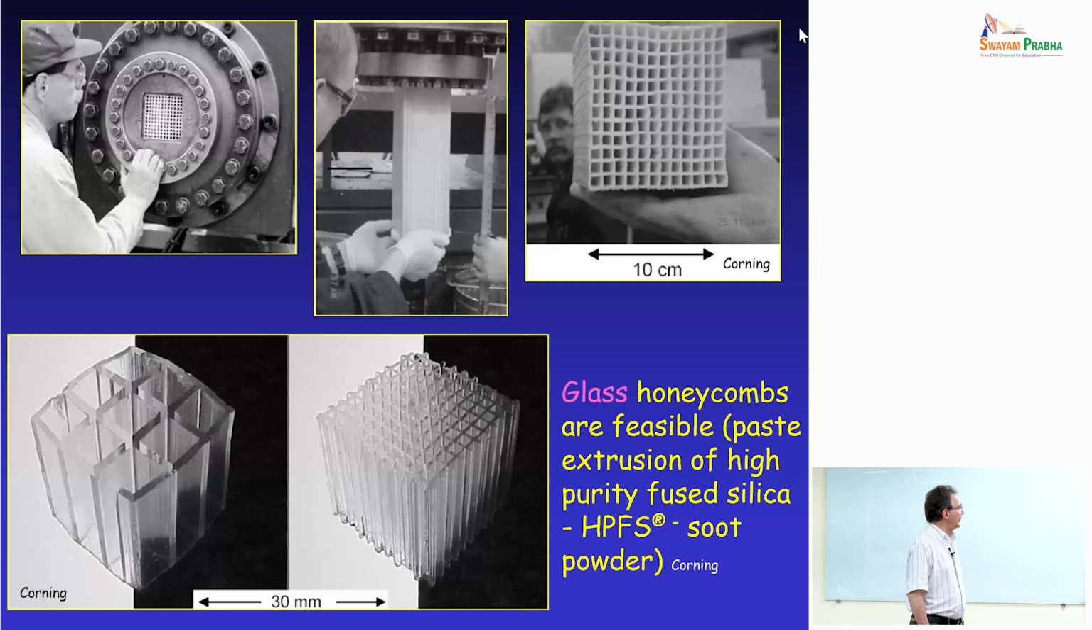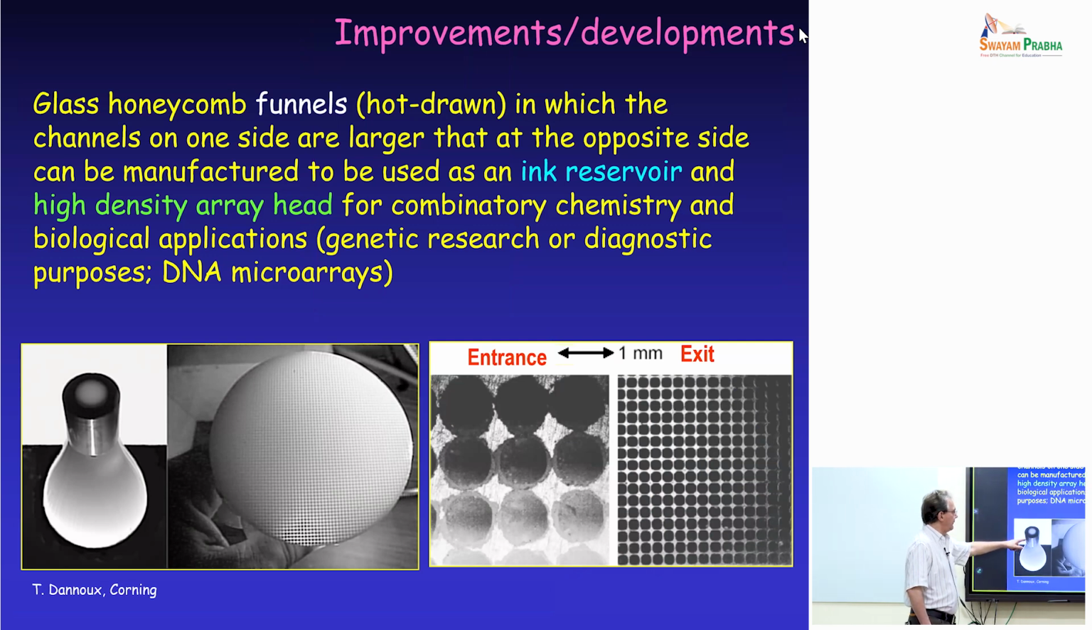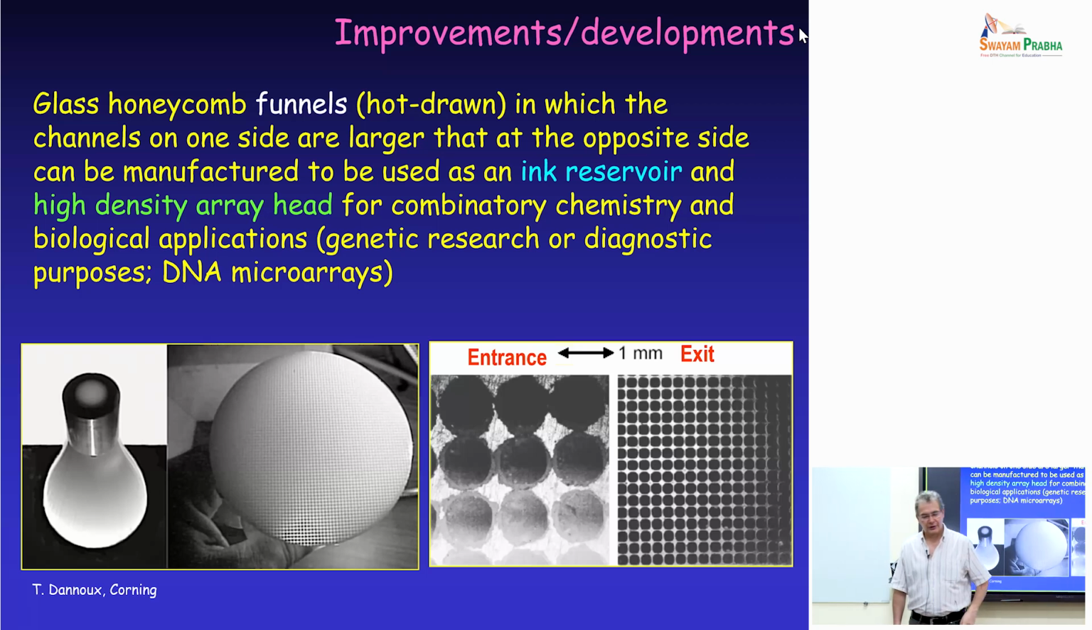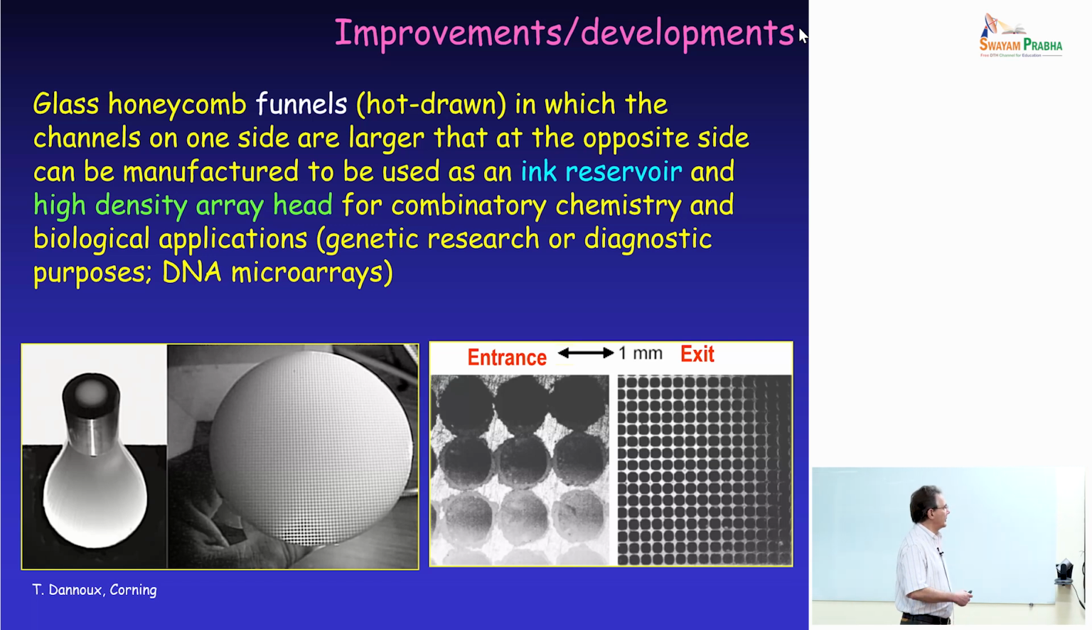You can see that people also have developed glass honeycombs. The advantage here is that you can further process this glass honeycomb to make very specific components. So you have on one side large pores, and then you stretch the material, you retain the extruded pores, and you have a much smaller size. This can be used, for instance, as ink reservoir and for high density array heads for combinatory chemistry and biological applications.